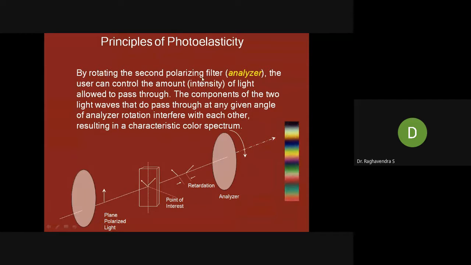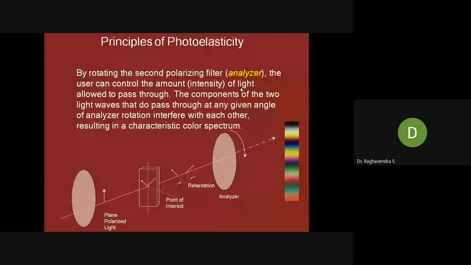By rotating the second polarizer filter, this one, the user can control the amount of light allowed to pass through. Are you there with me? Are you there with me? Yes, sir. Yes, sir.